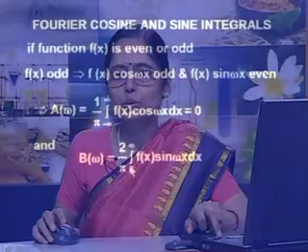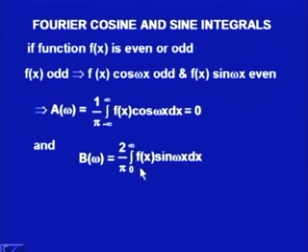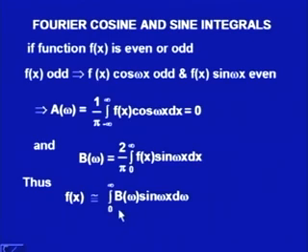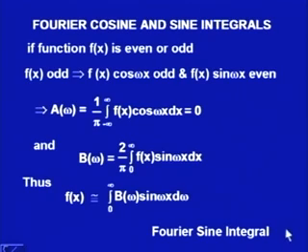And B(ω) = 2/π ∫ from 0 to ∞ of f(x) sin ωx dx, because f(x) sin ωx is even, so we can write it as 2 times that integral. So 1/π ∫ from −∞ to +∞ of f(x) sin ωx dx would be nothing but 2 times 1/π, and this is B(ω). What we will get is only the sine integral. So f(x) would be only ∫ from 0 to ∞ of B(ω) sin ωx dω, where B(ω) is this one. This is the Fourier sine integral.